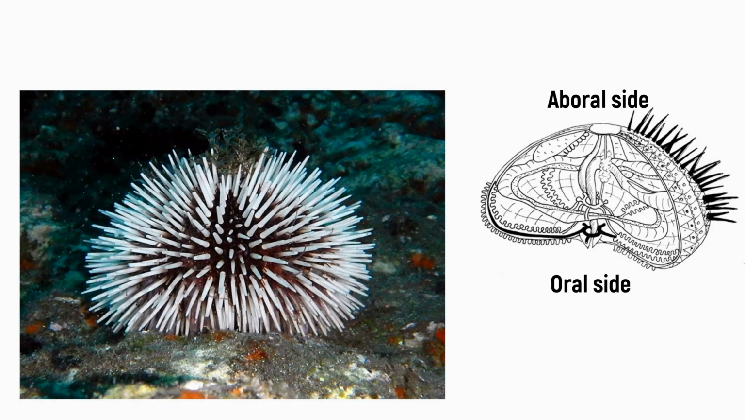The skeleton, or test, of typical sea urchins, which are covered in long spines, is characterized by regular 5-ray pentaradial symmetry. It essentially consists of 5 double rows of ambulacral plates and 5 double rows of interambulacral plates. The individual plates each have the shape of an irregular pentagon or hexagon.